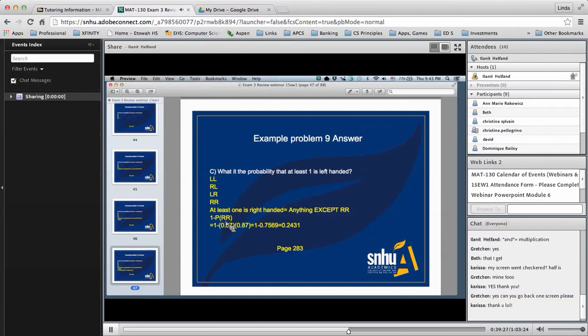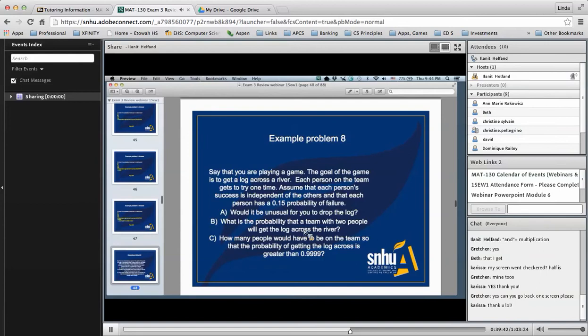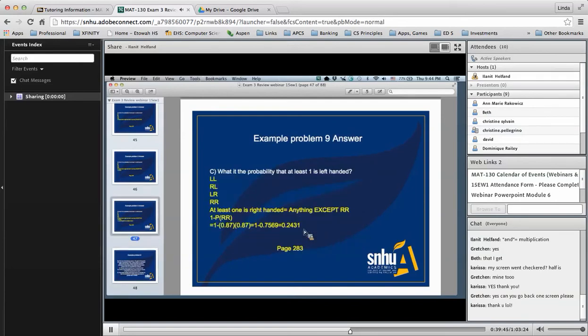Okay, so then this P of RR, since the probability of a single R is 0.87, this is going to be 0.87 times 0.87, subtract that from 1, and you're going to get 0.2431. Okay, so that's the at least problem. So does that make sense?